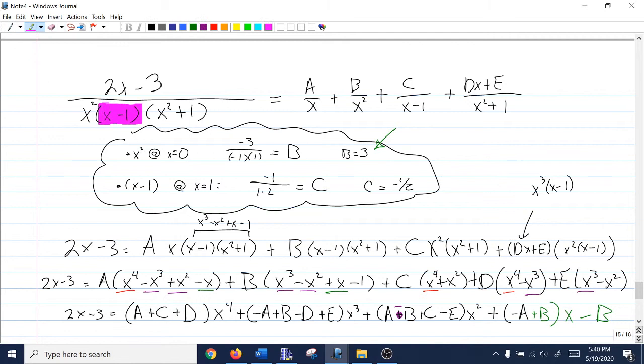I should have c equals... cover that up, plug in 1. 2 minus 3 is negative 1, over 1 times 2. That's negative 1/2. So I'm guessing the mistake had to be somewhere in here.